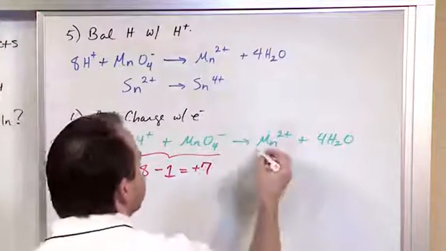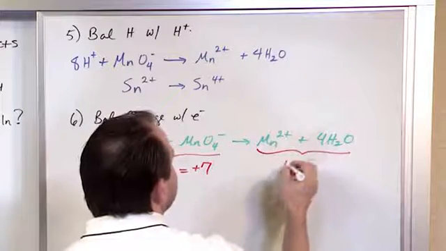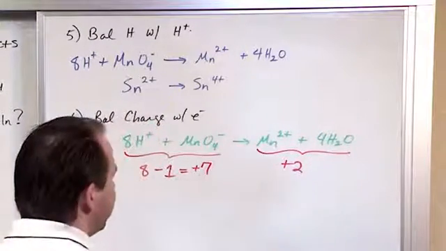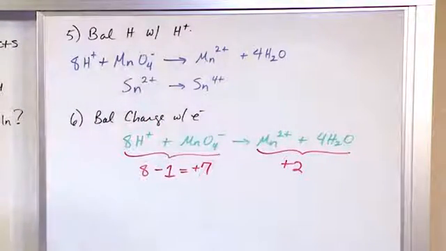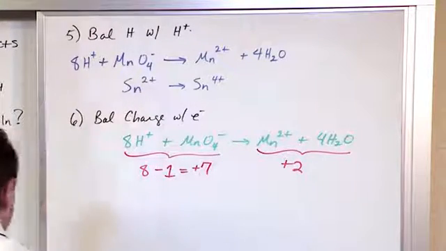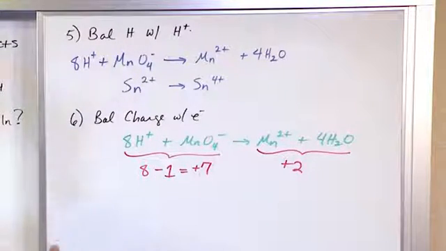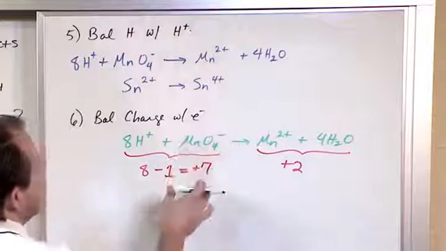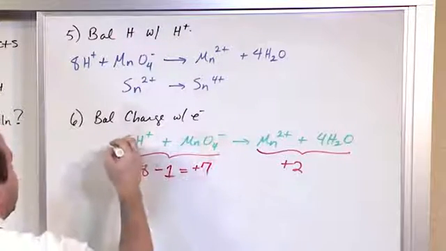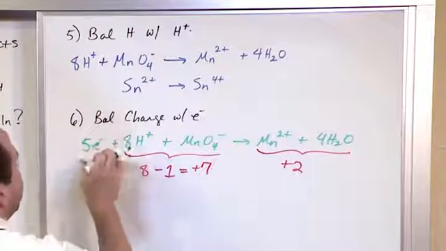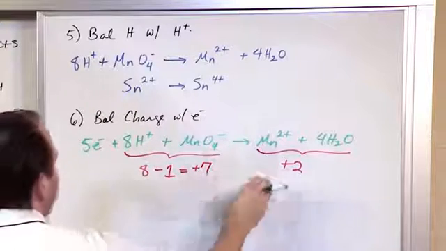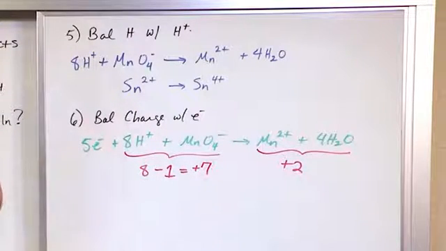And on the right-hand side, I have positive 2 from here. The water doesn't count because it's neutral. So I have a positive 7 on the left, and I have a positive 2 on the right. So let me ask you a question. Where do I need to add electrons? I always add them to the more positive side, and I'll need to add 5 electrons here so that I can drag this down to match the right-hand side of positive 2.